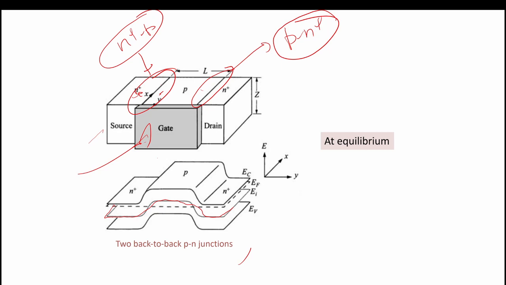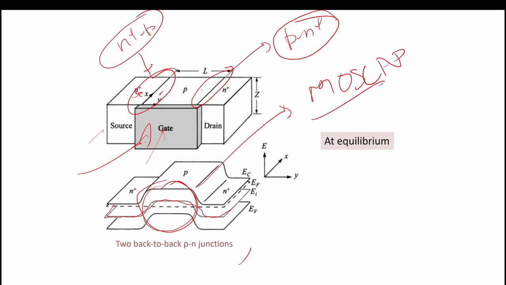As soon as we apply the positive voltage, it will bend the band at the interface. This is the interface that we have seen in the MOSCAP. So there will be a band bending at the interface. The band will move downwards as we apply the positive voltage at the gate. So the band will move down at this junction.